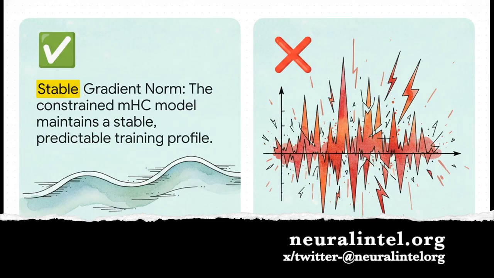And this isn't just theory, okay? This is what it looks like in the real world. On the right, that's the gradient norm of the HC model during a 27 billion parameter training run. For any developer, this is an absolute nightmare. Those huge spikes are loss explosions. They're moments where the model's internal state just goes haywire and it has a catastrophic failure. It's like trying to drive a Formula One car with no steering wheel. You've got all the power in the world, but zero control.